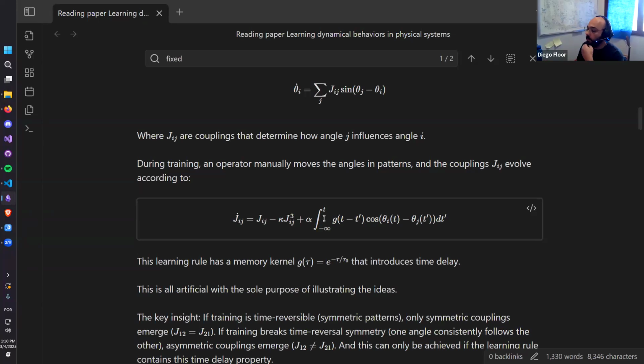But let's look at this integral a little closer. We have this g here, and down here we can see it's exponential minus tau over tau 0. This is the time delay, right? So when you're training the system and you're going to do the time reversal training, you need something like this in order for that to have any effect. Right, so this basically introduces what they call a memory kernel because it means that the training takes into account the entire history of the system before.